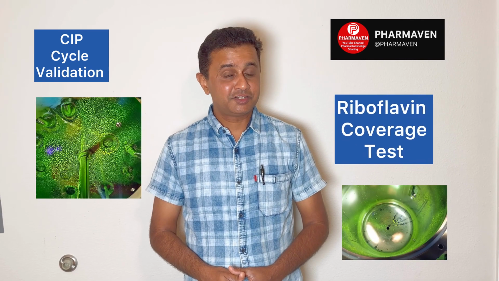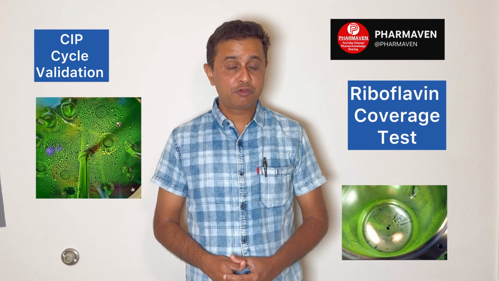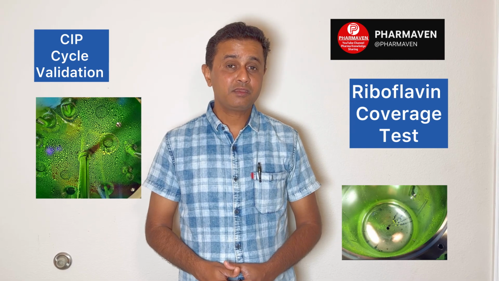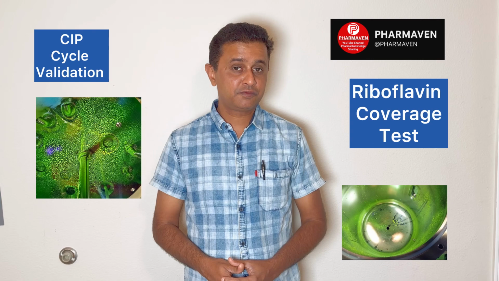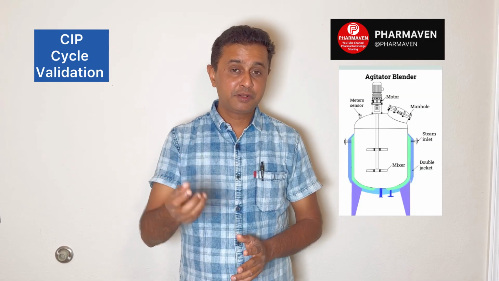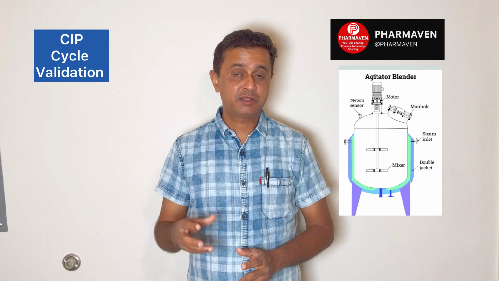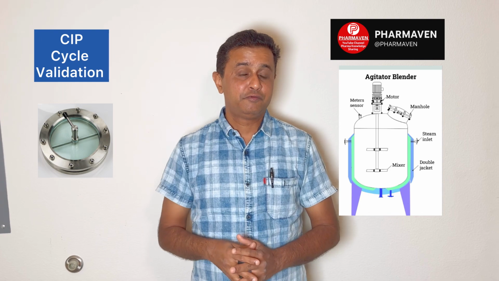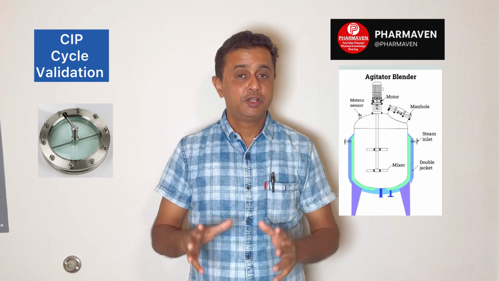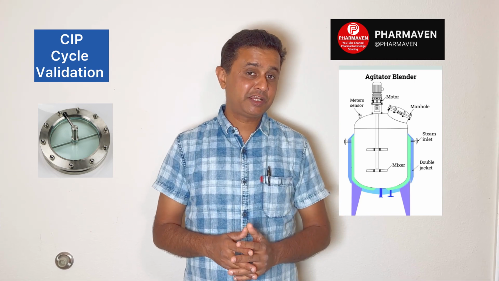What is done in these tests? Let's understand. So in Riboflavin coverage test, we are preparing Riboflavin solution and it is sprayed inside the inner surface of the formulation vessels. Inner surface means all the walls, the upper dome, difficult to reach areas like view glass, like the material addition port, where it's very difficult for the spray water to reach. So in these areas, we have to especially ensure that we are spraying the Riboflavin.